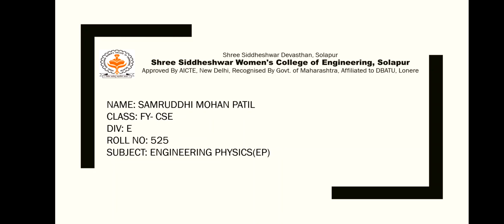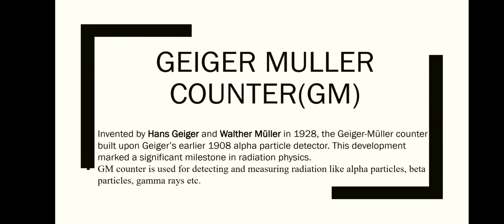Today I am going to give a short presentation on the topic Geiger-Müller counter, which is a part of our subject engineering physics. This instrument is very important in nuclear physics because it helps us detect radioactive radiation like alpha, beta and gamma rays. This device was invented by Hans Geiger and Walter Müller in 1928.